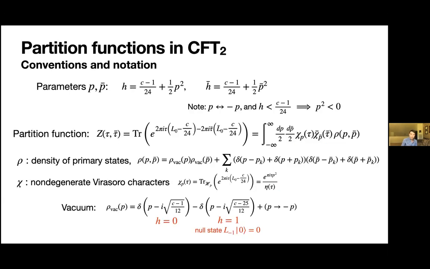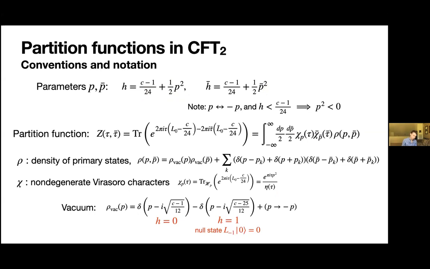Okay, so to start the argument, I'm going to introduce some notation that's hopefully going to be familiar. It's just a new parameterization for the conformal dimensions. So we start at c minus 1 over 24, interpreted as the BTZ threshold, and add this quadratic term in P. So we're going to use P and P bar instead of H and H bar.